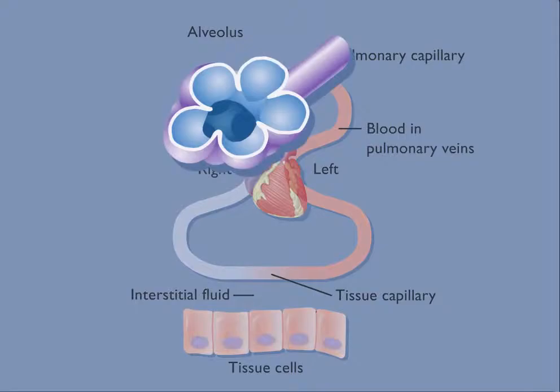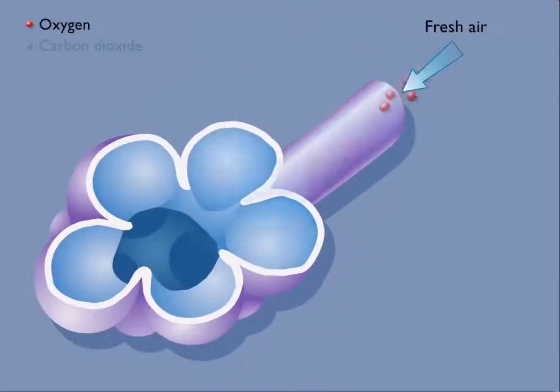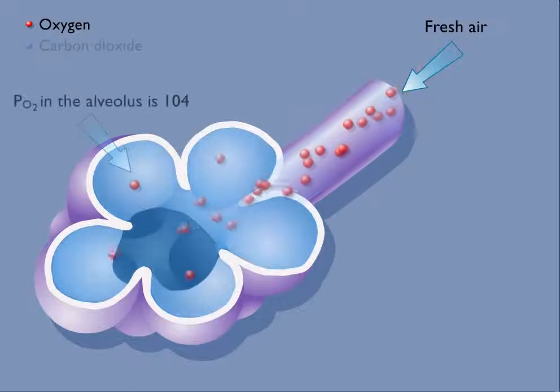Fresh air entering the lungs carries oxygen to the alveoli. The amount of gas in air or of gas dissolved in a fluid can be expressed as partial pressure, which is measured in millimeters of mercury. The partial pressure of oxygen in the air within the alveoli is 104 millimeters of mercury.